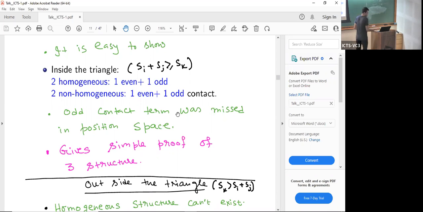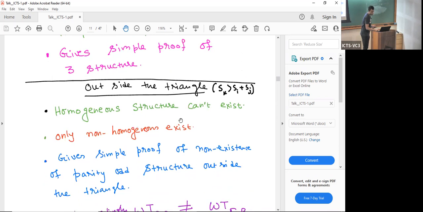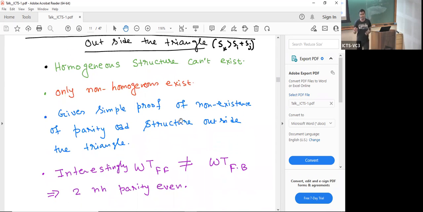Now outside the triangle, the story is a little more complicated. There are four terms, and one of them is a purely contact term that was not seen in position space, meaning people were always concerned with separated points, so they did not see this. So these are four possible terms which can appear in the 3-point functions. One of them is a parity odd contact term that was missed.